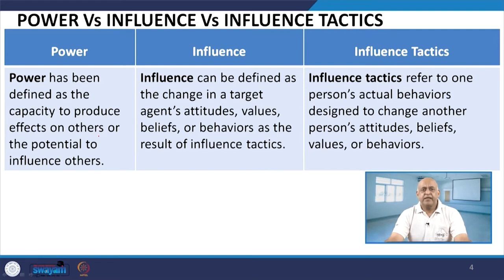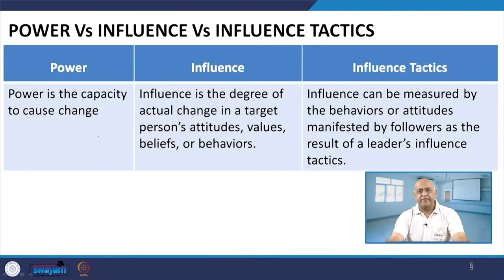Influence can be that the person already has that potential, and by influencing we are making that person use the influence tactics. Influence tactics refer to one person's actual behaviors. By using these influence tactics, the leader becomes successful in influencing others. So, power is the capacity to cause the change. Influence is the degree of actual change in the target person's values and can be measured by the behaviors or attitudes. It is the result of the leader's influence tactics.